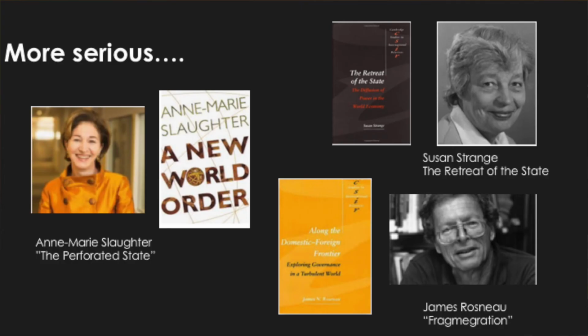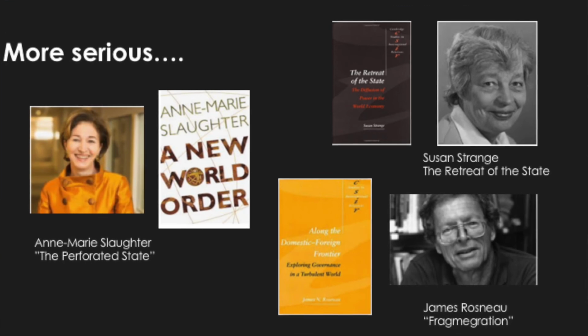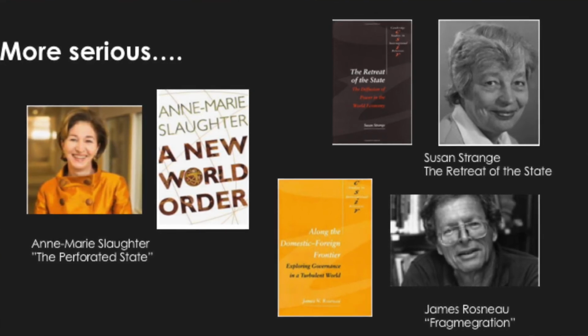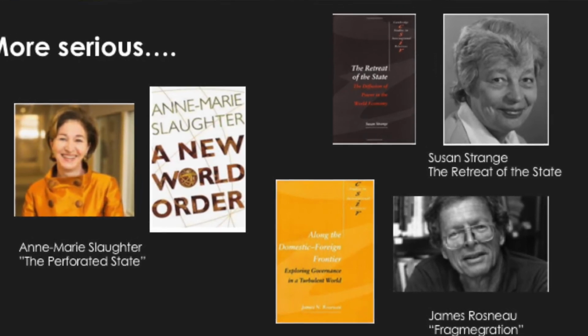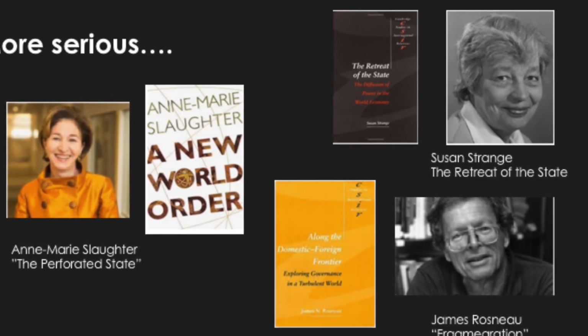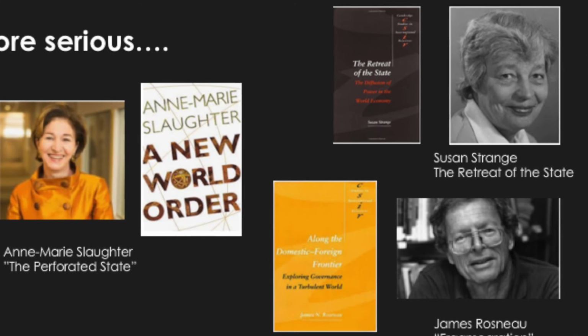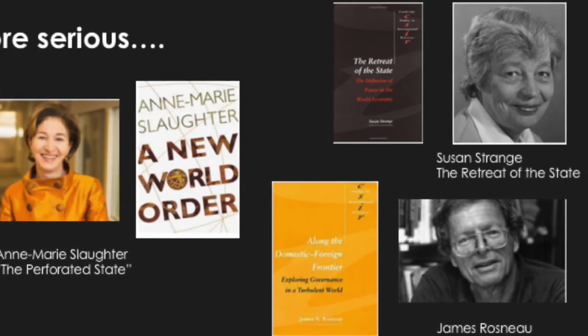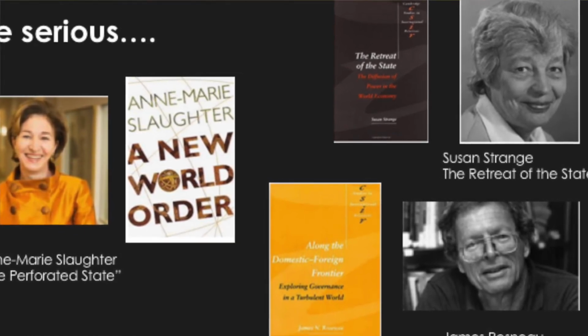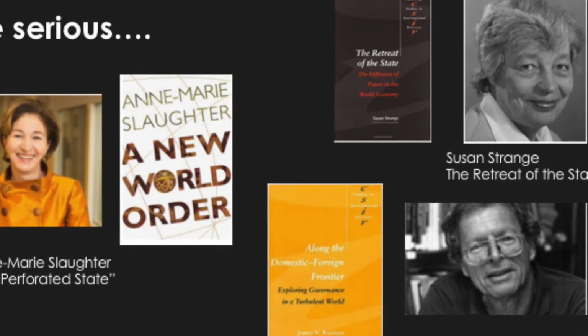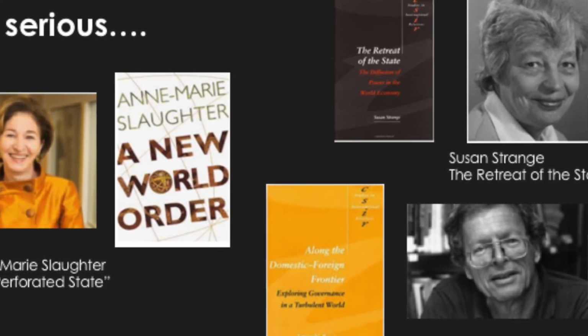Perhaps a bit more seriously than Daniel Drezner's treatment of zombies and international relations are some very well-known scholars of international political economy: Anne-Marie Slaughter, Susan Strange, and James Rosenau. Susan Strange is probably one of the best places you could start in thinking about the political economy of the state and the important restrictions that interdependence, the global financial system, and trade have actually put on states, and how the state is essentially shrunk or become less robust than it used to be in the context of interdependence.